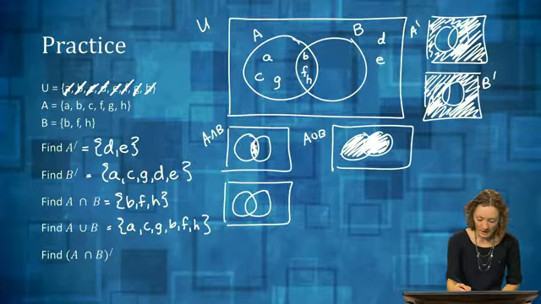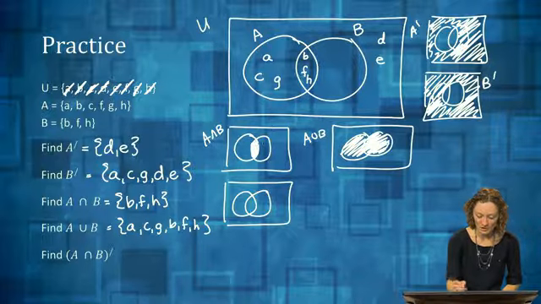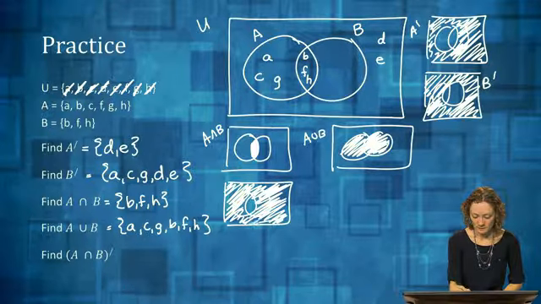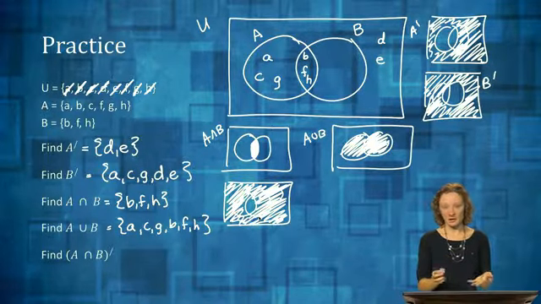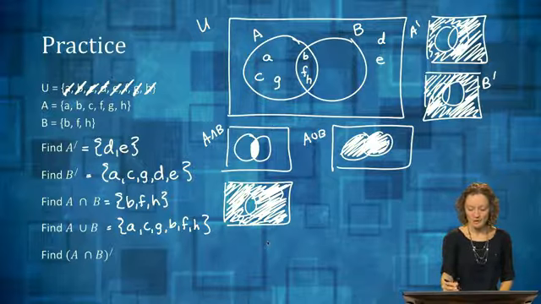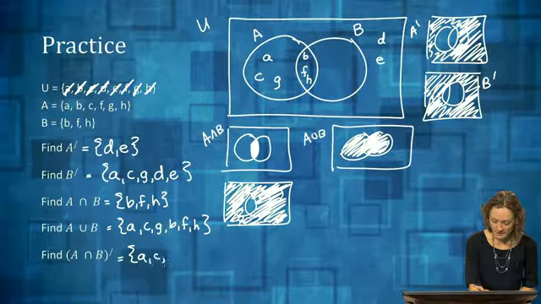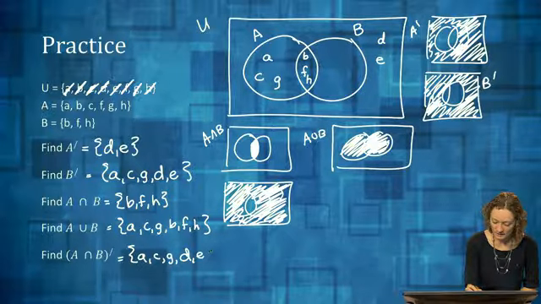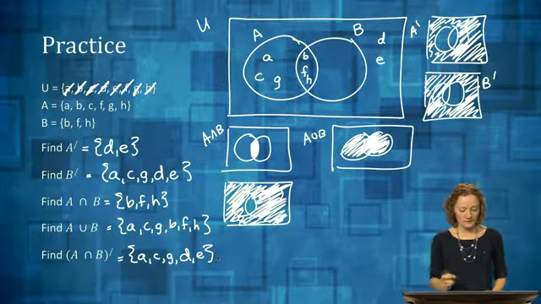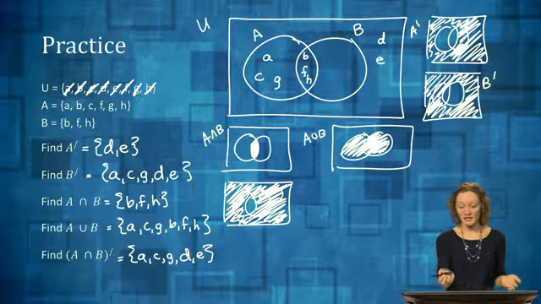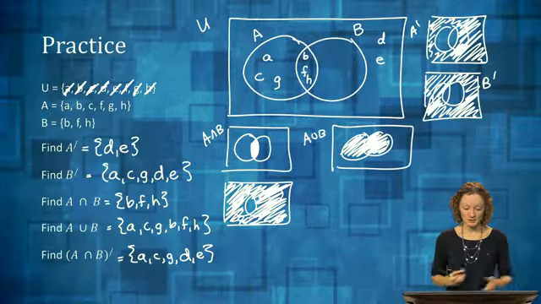So if A intersect B has this middle region shaded, then A intersect B complement is going to be everything outside of that middle region shaded. So it'll be all the elements that fall into this shaded region. So everything except the overlap, which in this case would be A, C, G, D, E. Now in this case it worked out to be the same as B complement, but that definitely is not always the case. That's just what worked out based on our picture.